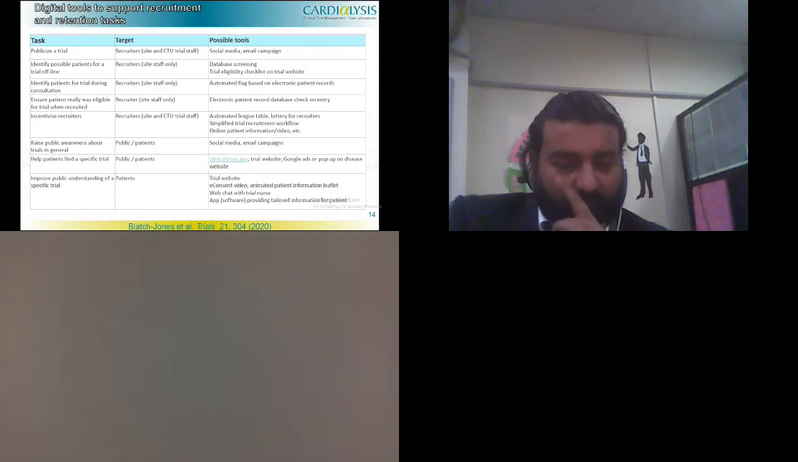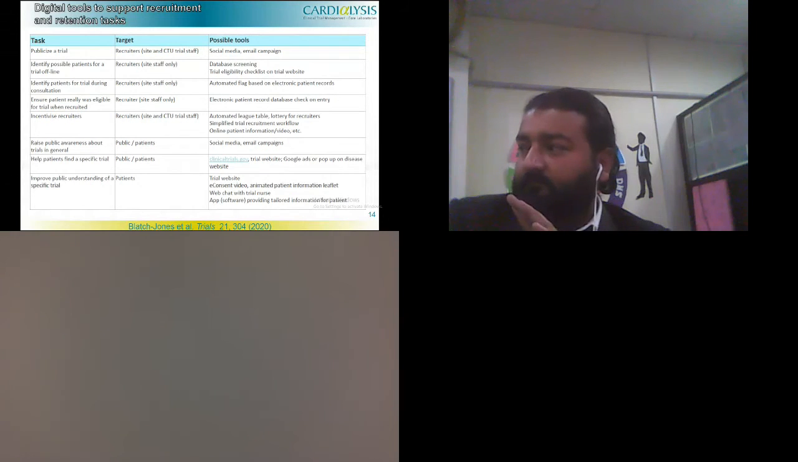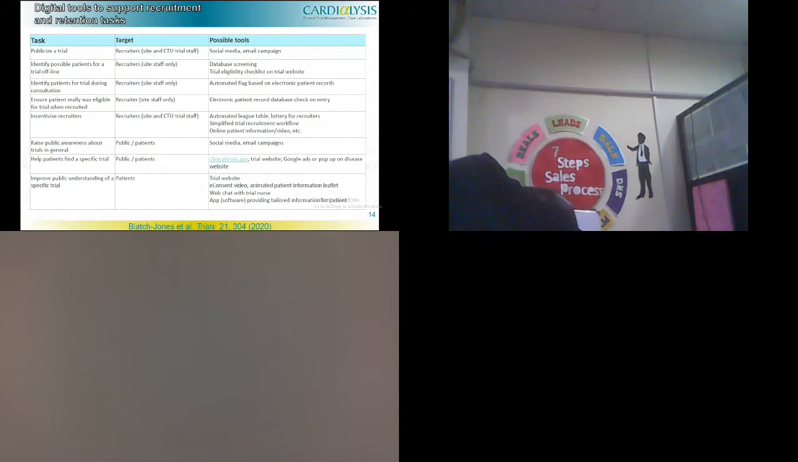And at the bottom of the table, we can see few that target patients, mainly raising public awareness about the trials, help patients find a specific trial, and improve public understanding of a specific trial. And this can be achieved through social media, email campaigns, using websites. And of course, in terms of improving rates of enrollment, e-consent videos have proven useful.